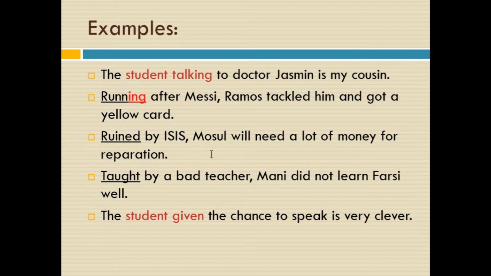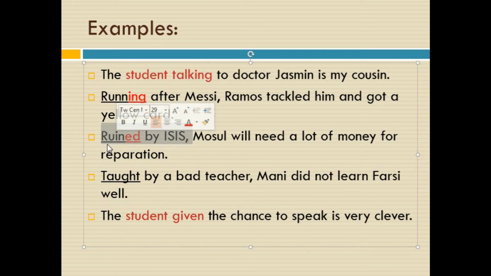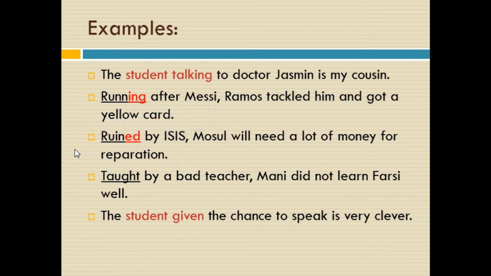Ruined by ISIS, Mosul will need a lot of money for reparation, right? To be repaired. That's what I'm trying to say. So, ruined by ISIS. I have the -ed form. Why do I have the -ed form? Because Mosul, even though it's the subject of the second sentence, it will become the object of the first phrase. ISIS ruined Mosul. Ruined means destroyed, okay? So because it is the object of my first sentence, then I take the -ed form, okay?